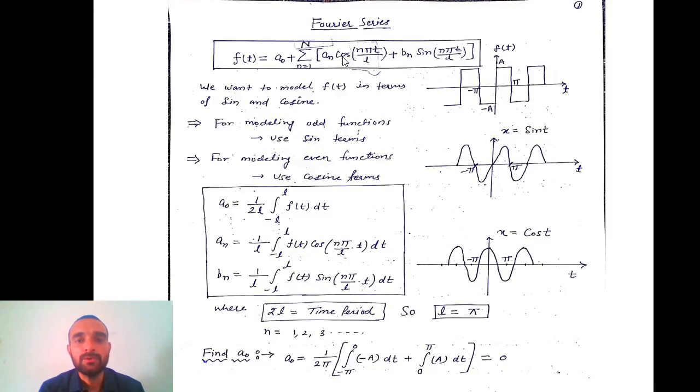In this formula, a0, an and bn are coefficients. a0 is a constant value, and we have to calculate the coefficients an and bn in the Fourier series. We are taking a particular example. This is the signal f of t, represented as an odd signal.